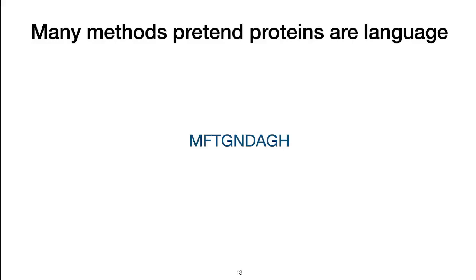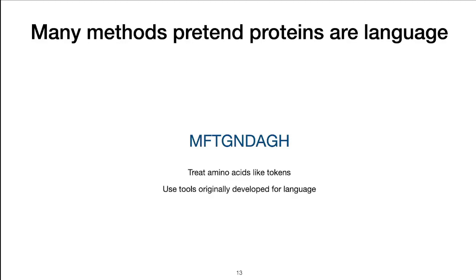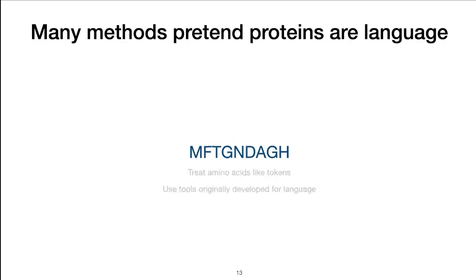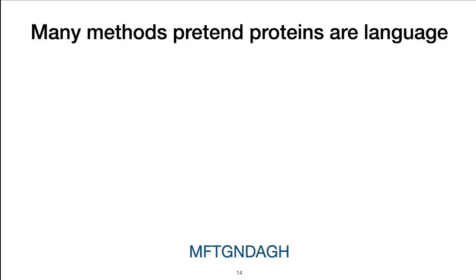Many pre-training methods pretend that proteins are language. So here's this very small short protein. I've written it down as a sequence of amino acids. And that's a little bit analogous to tokens in language, like letters or characters or words or subwords. So maybe we can use tools originally developed for language on these amino acid sequences. For example, in language, there's what's called a distributional hypothesis, which is that words with similar meanings occur in similar contexts. We can take our protein sequence and chop it into, say, k-mers. In this case, we'll do 3-mers.